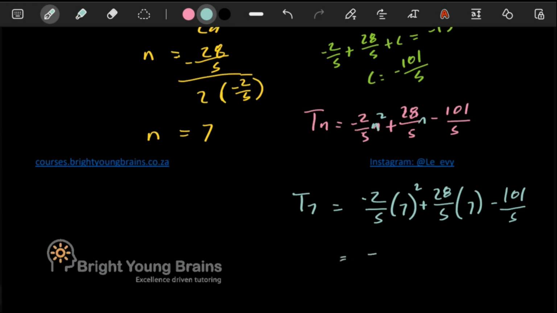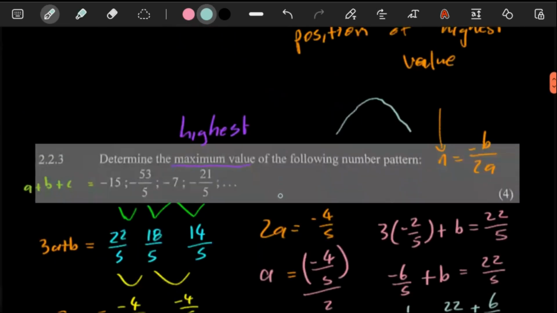You see, this is giving us negative 3 over 5. Negative 3 over 5 is the highest value, which makes sense because that's negative 0.6. So it shows that after negative 0.6, you're probably going to get something lower than that. Let's test n as 8 and see what it gives us in our calculator. It's going to give us negative 1. Negative 1 is lower than negative 0.6.